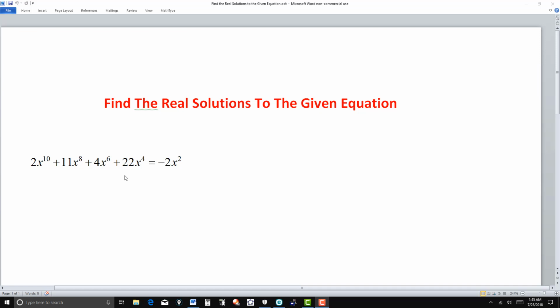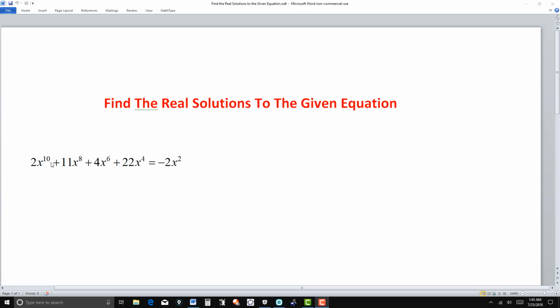and you should be able to solve it by inspection just by using some basic algebra and a little bit of common sense. Remember, I'm asking for the real solutions. So the degree of this equation is 10. Okay, it's a polynomial equation. It's degree 10 because the highest degree term has an exponent of 10.